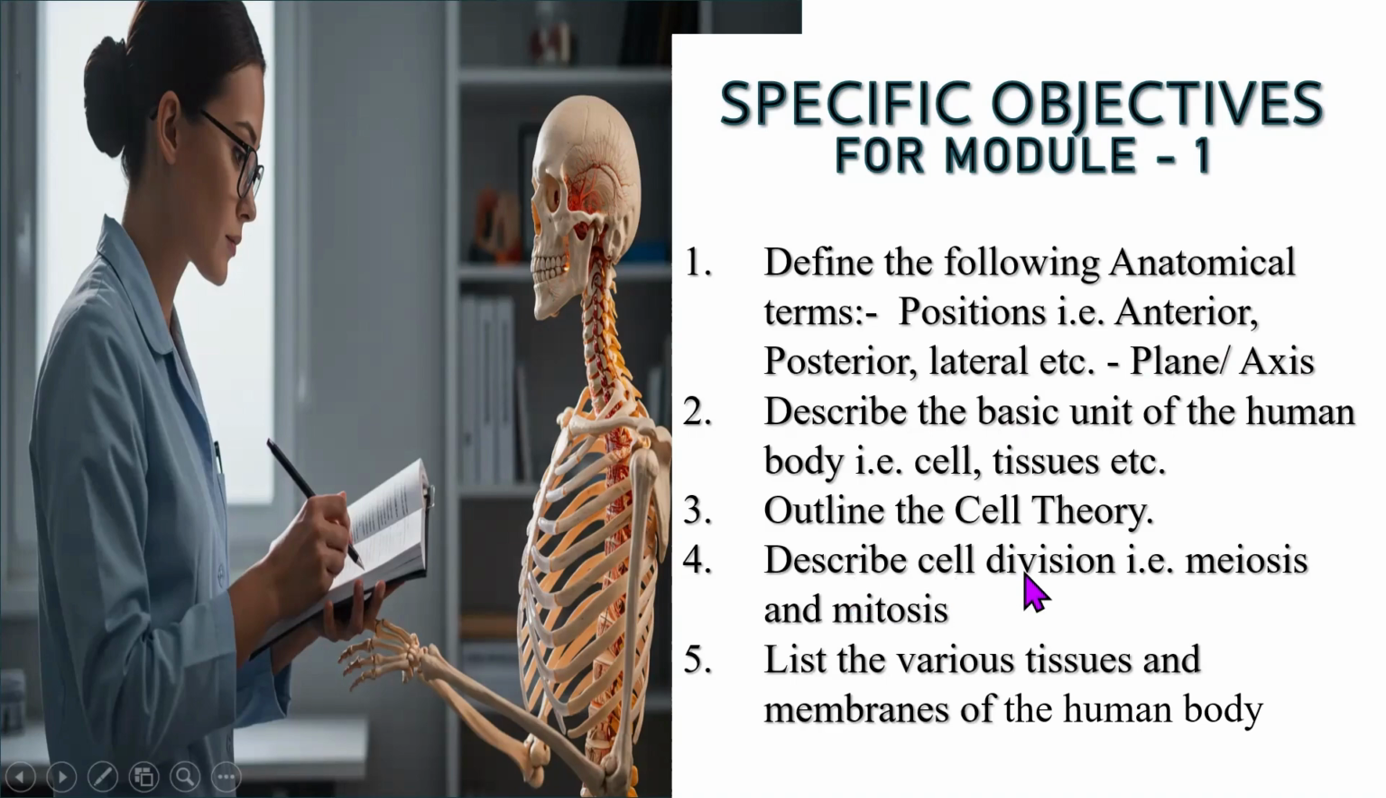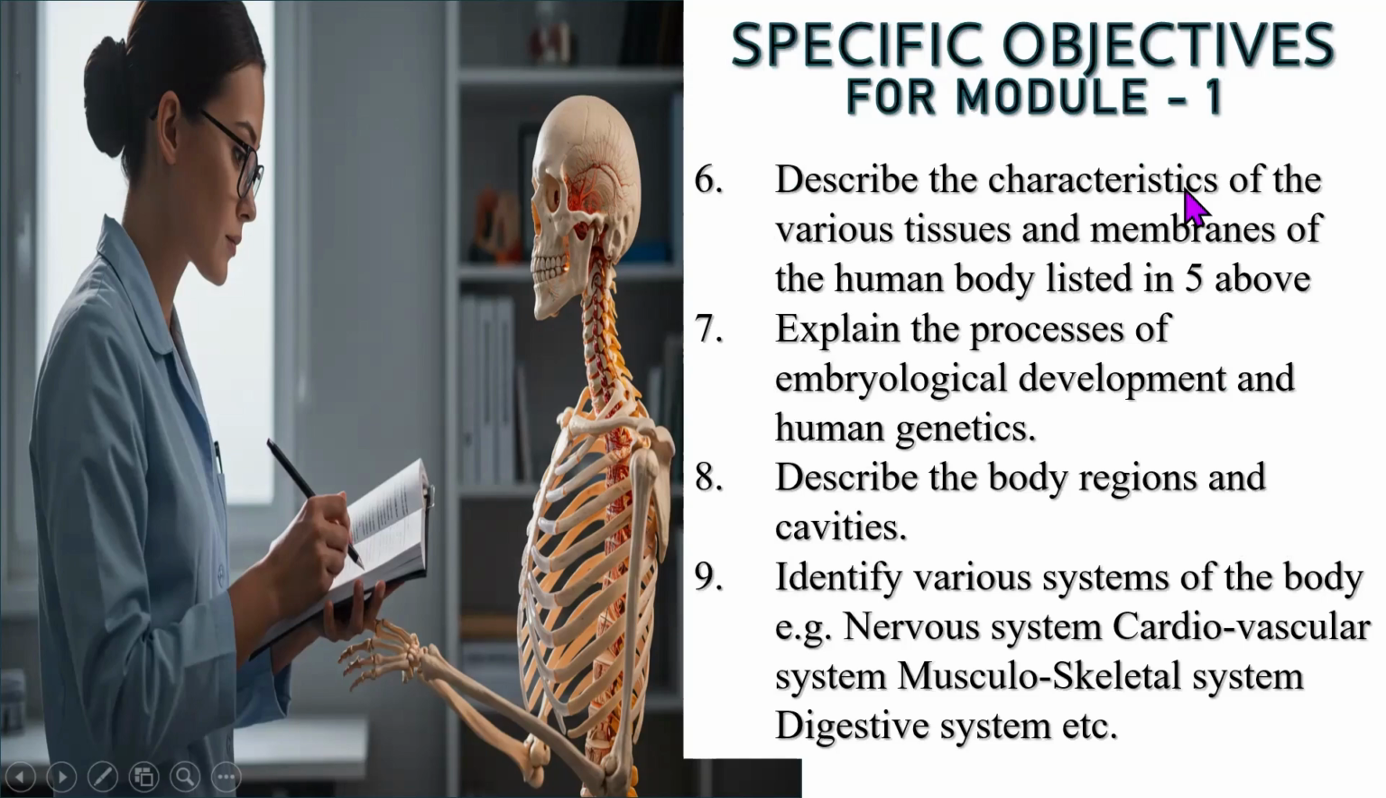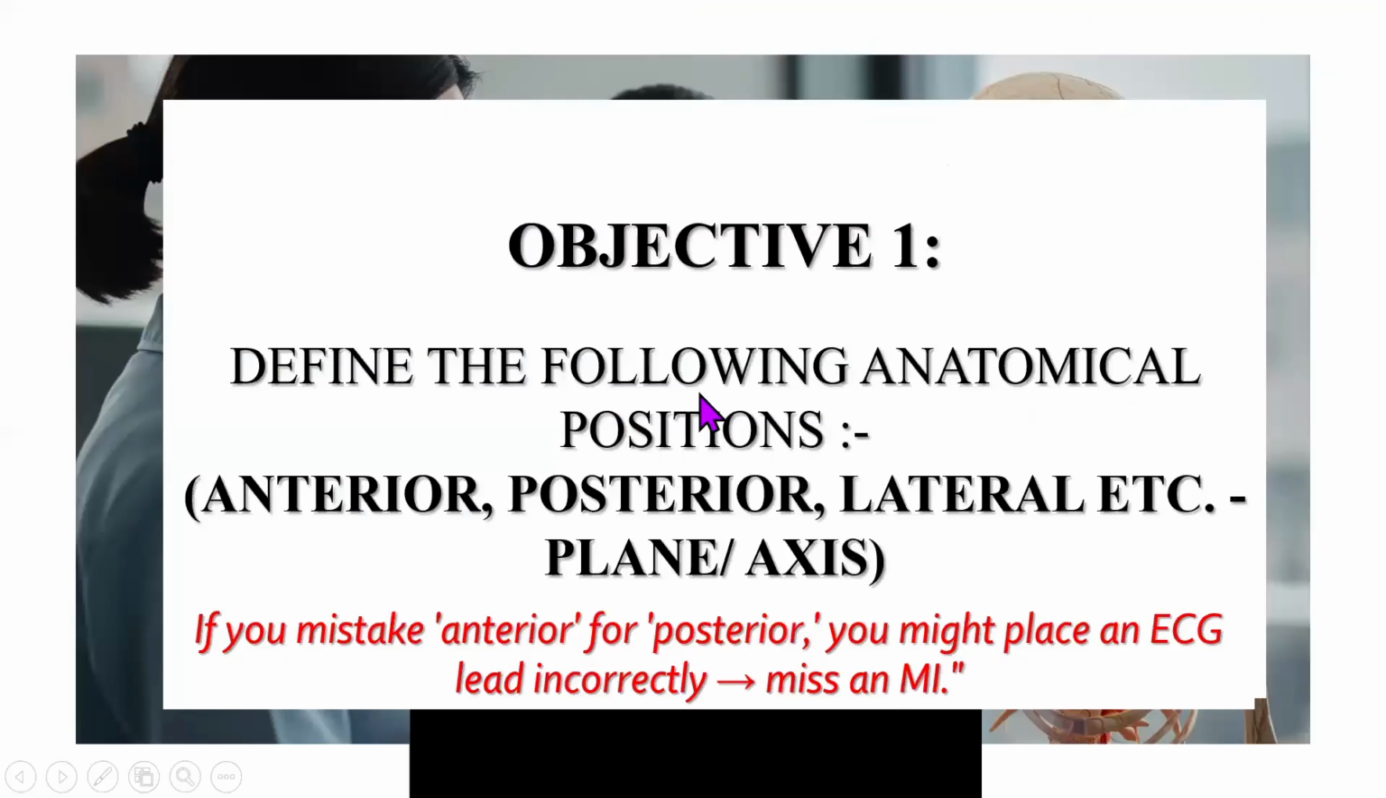4, describe cell division such as meiosis and mitosis. 5, we'll list the various tissue and membranes of the human body. 6, describe the characteristics of the various tissue and membranes of the human body as listed in 5 above. 7, explain the processes of embryological development and human genetics. 8, describe the body regions and cavities. 9, identify various systems of the body, such as the nervous system, the cardiovascular system, the musculoskeletal system, and of course the digestive system. Let's begin with Objective 1.